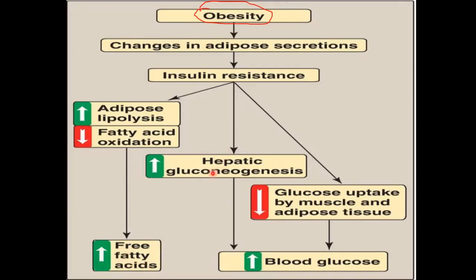Also, in the liver, there will be increased hepatic glucose production by gluconeogenesis. Also, remember the muscles and the adipose tissue require the GLUT4 transporter, which is insulin sensitive, to take up the glucose, but since they are resistant to insulin, there will be decreased glucose uptake, and this will lead to increased blood glucose levels, hyperglycemia.